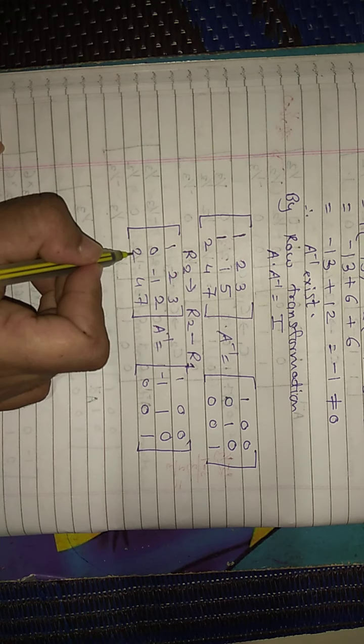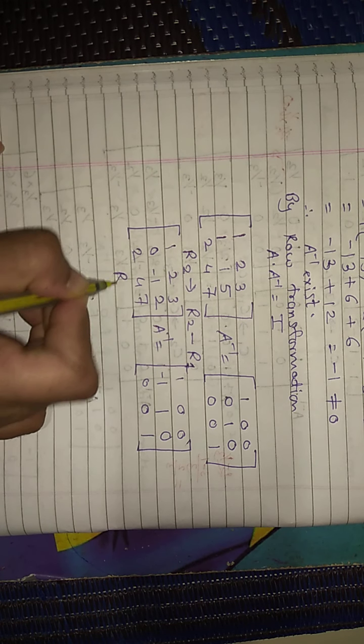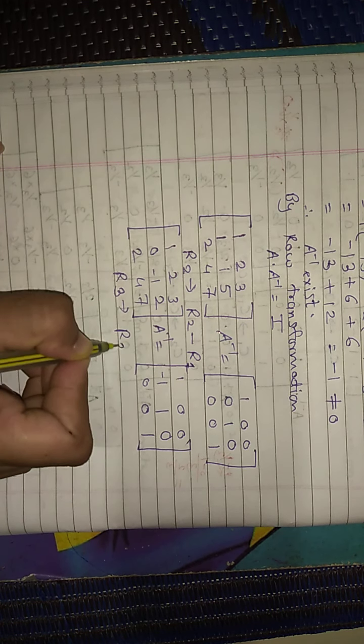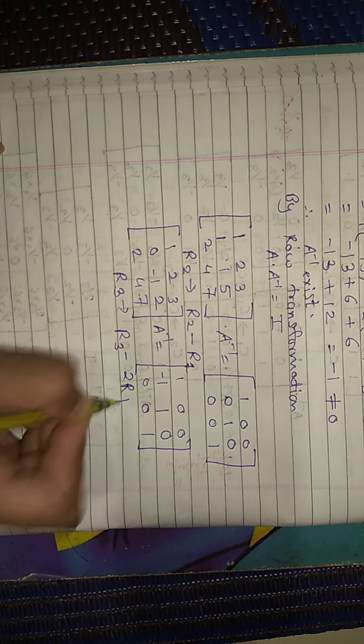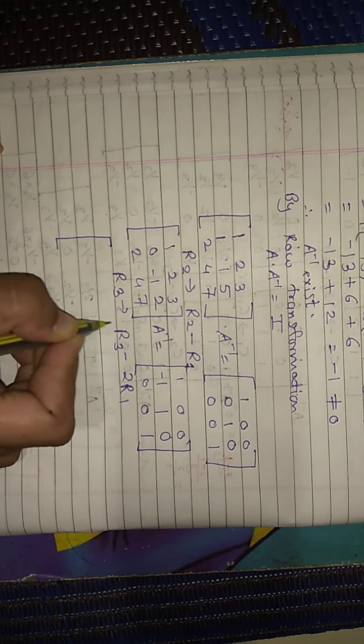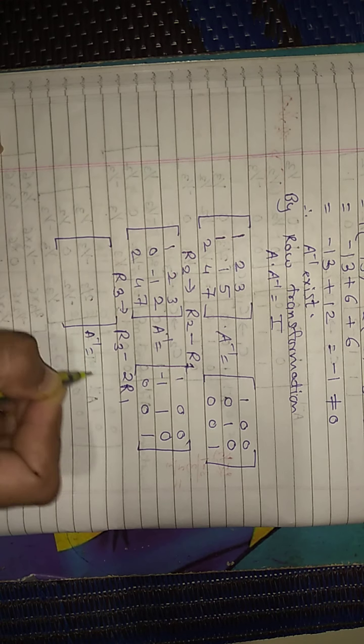The next step we have to convert this 2 into a 0. So the R3 row changes to R3 minus 2 times of R1. We write here the same thing.